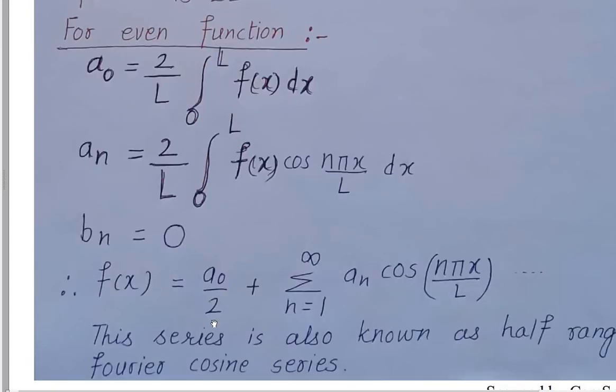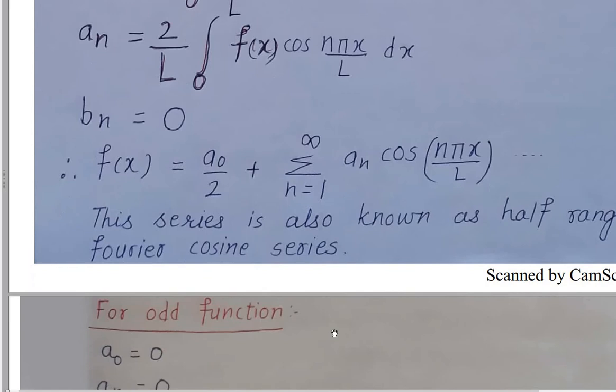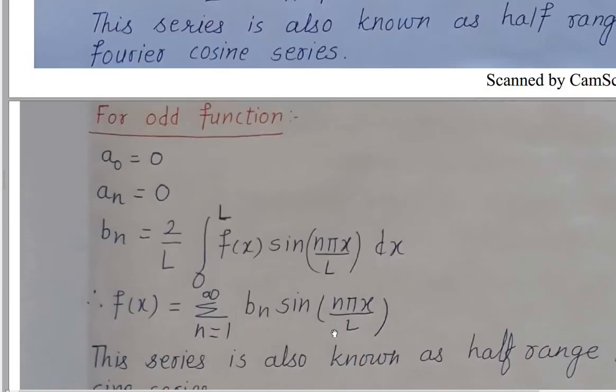That's why the bn value becomes 0, and the Fourier series reduces to a0 by 2 plus summation n equal to 1 to infinity of an cos n pi x by L. There will be no bn term in this series. This series is also known as the half range Fourier cosine series.